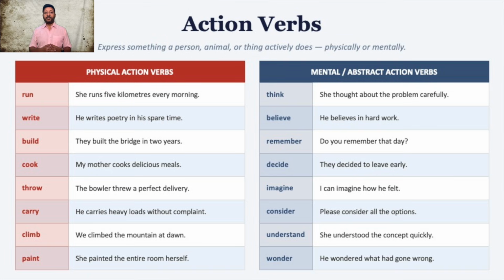The first type of verbs then, action verbs. These express something that a person, an animal, or a thing is actively doing, perhaps physically, perhaps mentally. For example, you could say she runs 5 kilometers every morning, or he carries heavy loads without complaint. You can see that there is a person who is doing an action, physically. That is why these are physical action verbs. Let's take a look at mental or abstract action verbs. She thought about the problem carefully. They decided to leave early. As you can see, the action in this case is taking place, but it is taking place inside somebody's head, mental or an abstract notion.